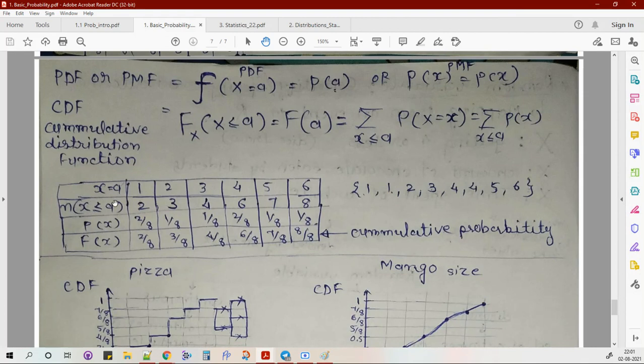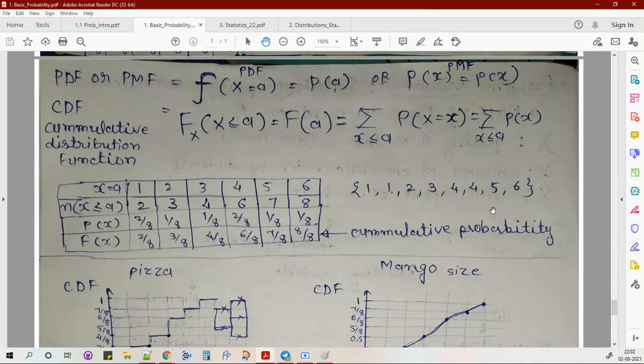So x less than a, what is the meaning of x less than a? If I take x equal to 1, how many observations do I have such that the value of x is less than or equal to 1? So I have two counts, 1 and 2. So I've written 2. Okay, so how many counts do I have less than or equal to 2? So 1, 1 and 2. So I have 3 counts. I hope you get the idea, right?